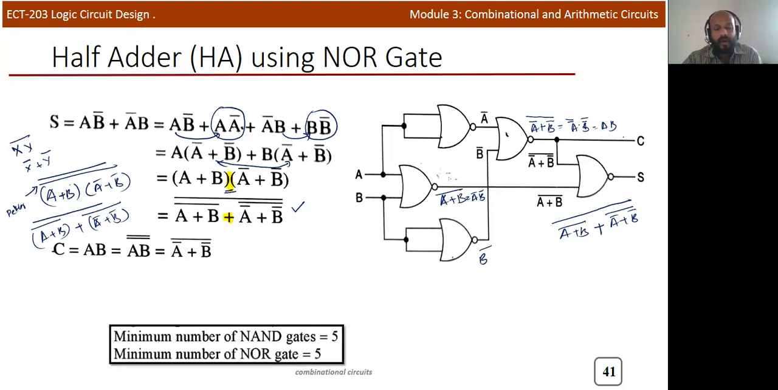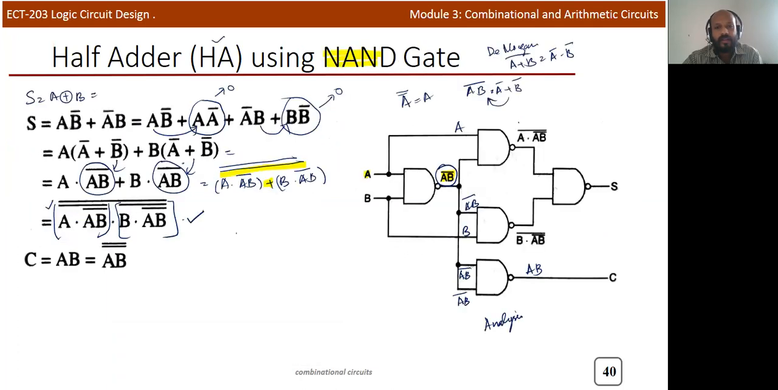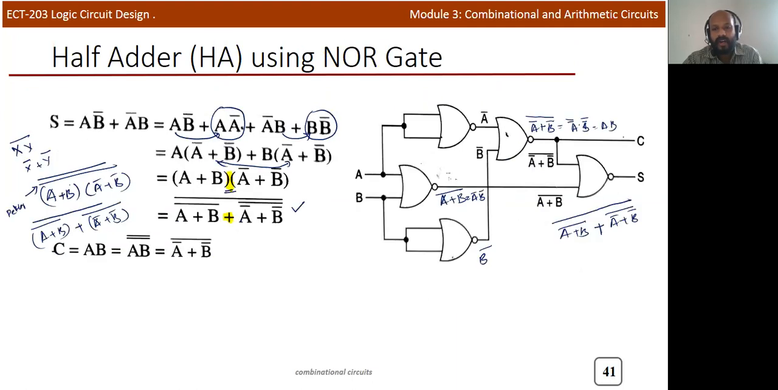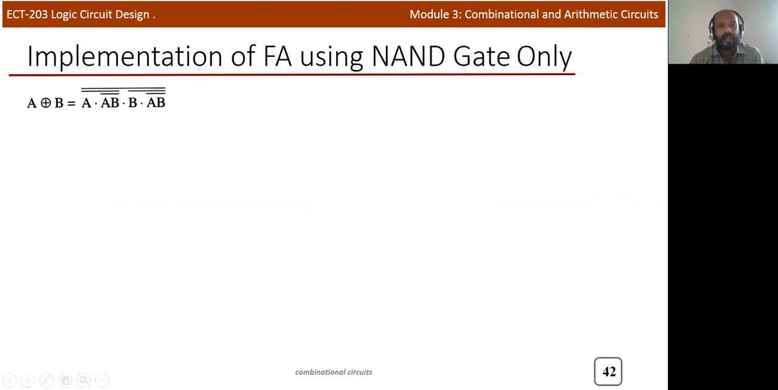So we can conclude one more point from the previous case. You can see that 5 NAND gates are required to implement a half adder: 1, 2, 3, 4, 5. And similarly, in the second case also, we required 5 half adders. Sorry, 5 NOR gates to implement the half adder circuit. So by using NAND and NOR, we required 5 gates to implement. Now we'll discuss the implementation of the full adder by using NAND gate.